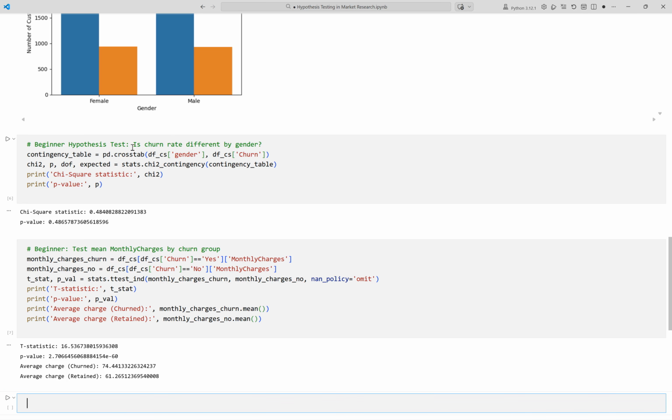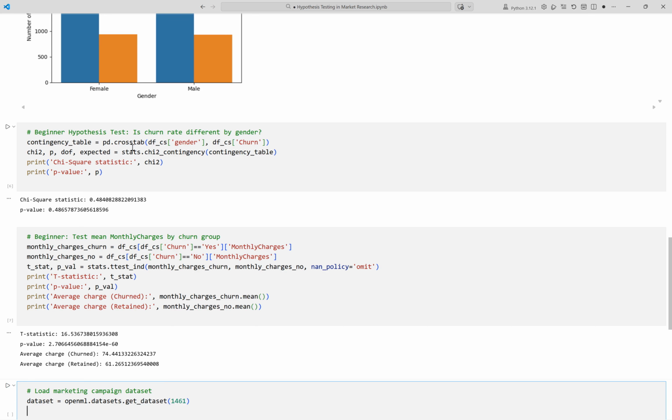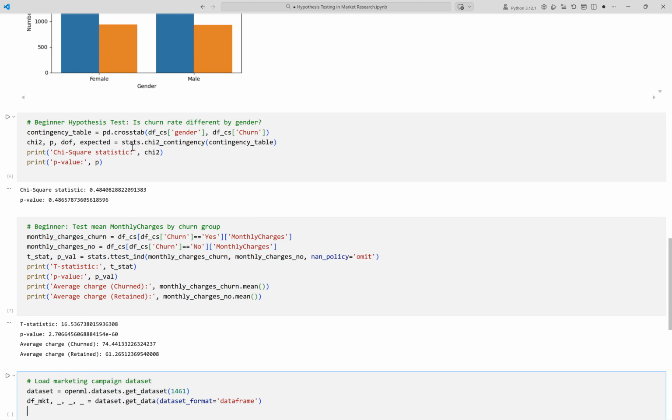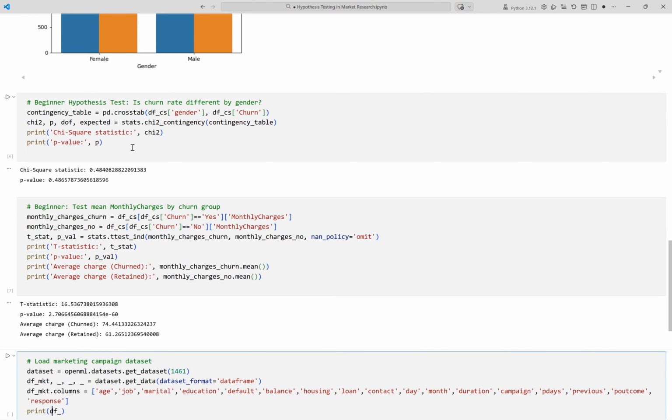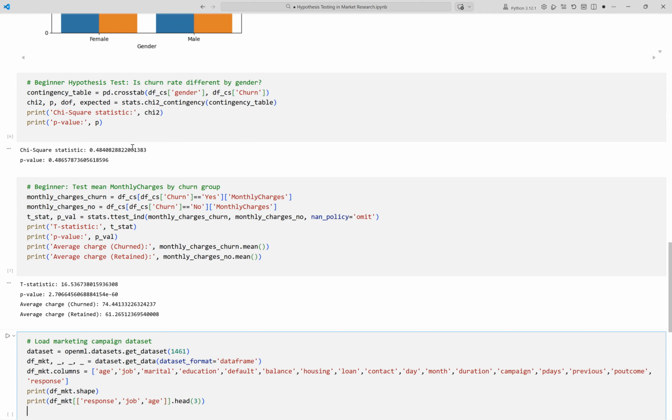Now we analyze a real marketing campaign performance dataset. We load the OpenML Bank marketing dataset for customer response analysis. We convert it to a pandas data frame for manipulation. We rename the columns using clear marketing terms. We print its dimensions to check the size. We preview key columns for quick business sense checking.